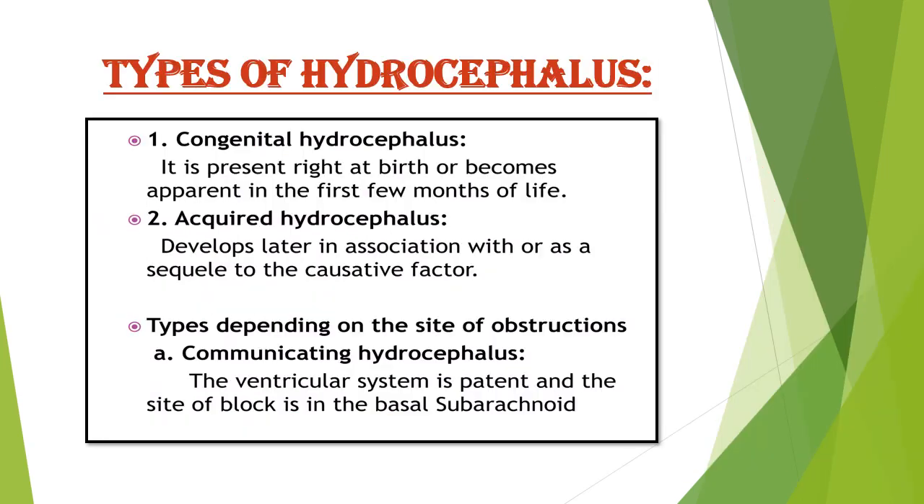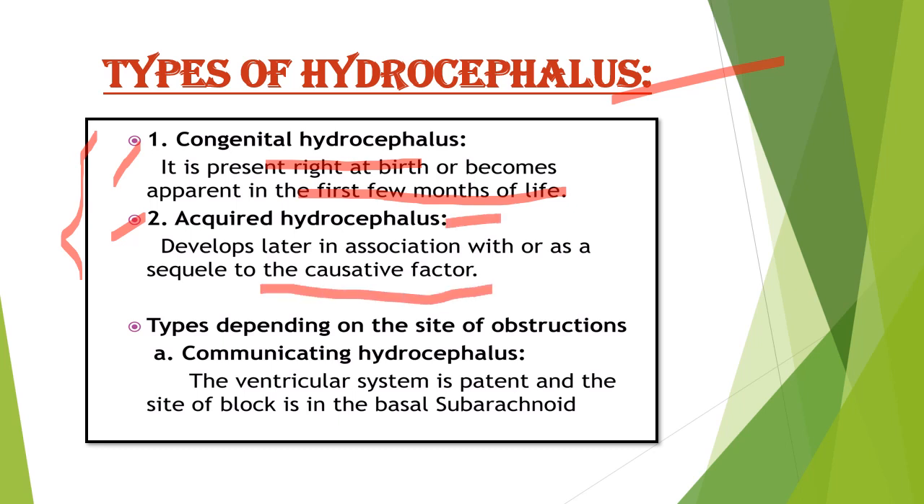Next, we move to the types of hydrocephalus. First classification is congenital and acquired hydrocephalus. In congenital, it occurs at birth and becomes apparent in the first few months of life itself. The baby will show the symptoms. And next one is acquired hydrocephalus, which develops later as a result of a causative factor.